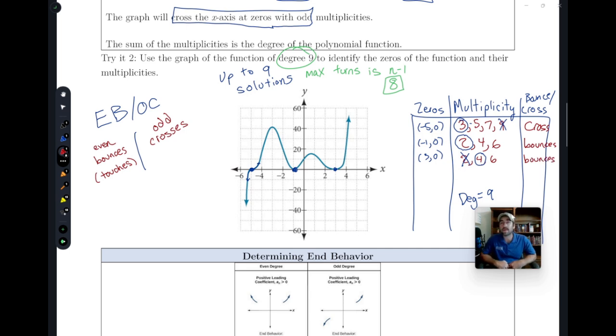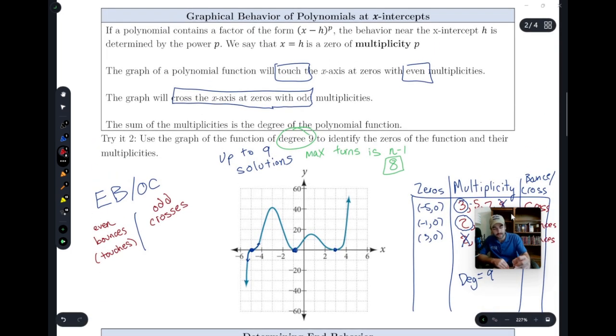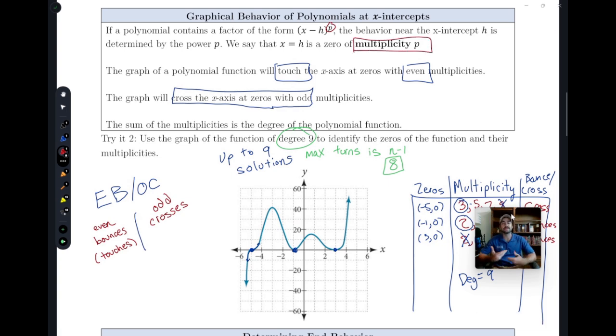A really important thing to think about is this multiplicity has nothing to do with the coefficient of the 0 or x-intercept and has everything to do with the exponent. The multiplicity has everything to do with the exponent, that p right there, and nothing to do with the coefficient. Sometimes it's easy to get them mixed up and look at the coefficient and say, oh, it's got a multiplicity of 2 because there's a 2 out front. We're looking at the exponent of each x-intercept, or the exponent of each 0.